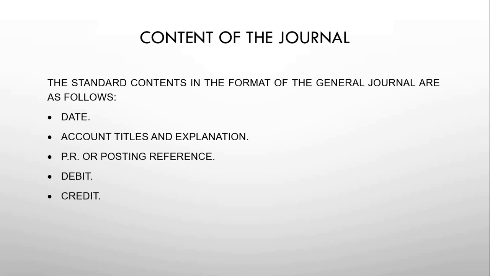Now, let's get back to the journal. So what are the contents of a journal ba? So the standard contents in the format of the general journal are as follows. Siyempre, hindi dapat kalimutan yung date, the account titles and explanation, the PR or posting reference, the debit and the credit. So, meron tayong section for each of these items.